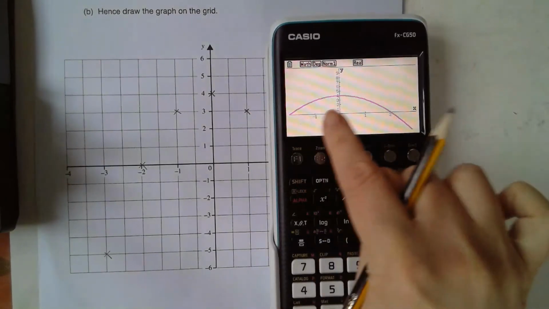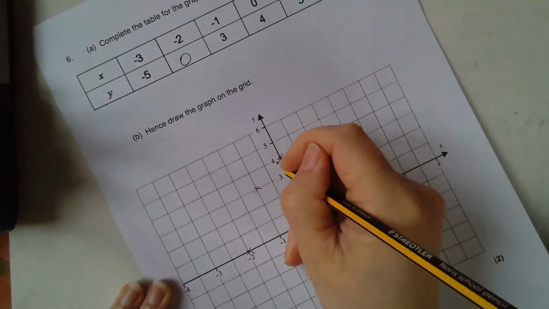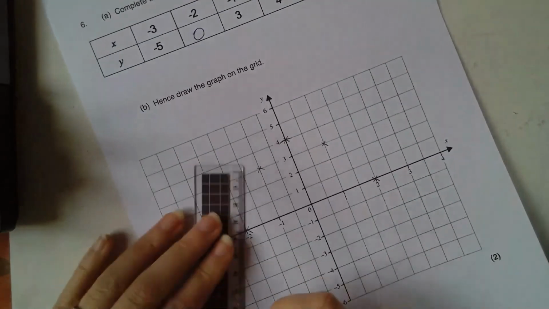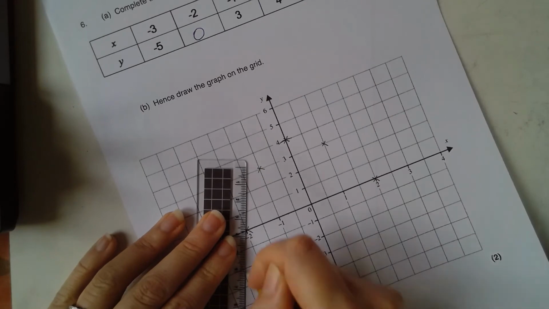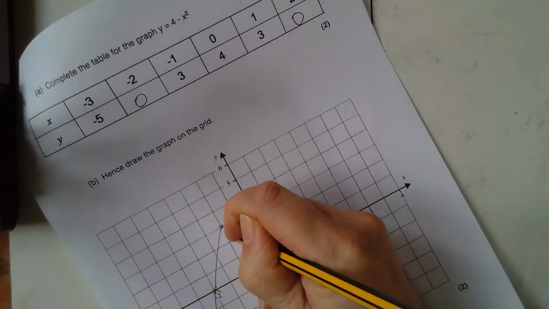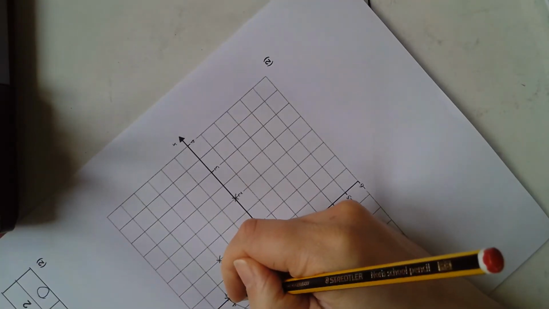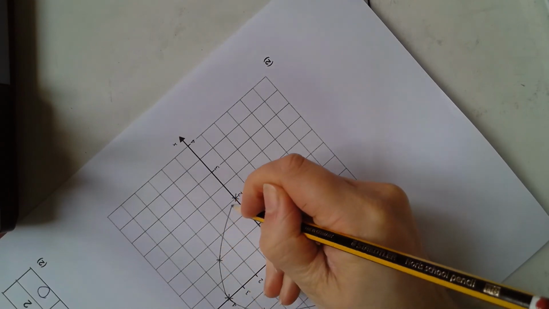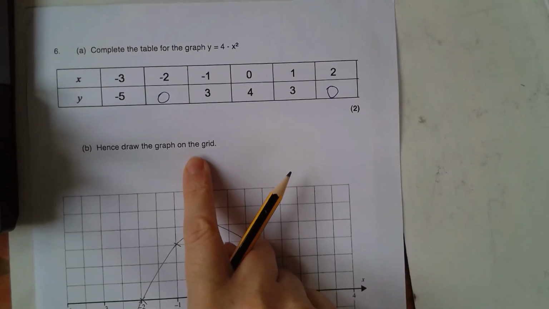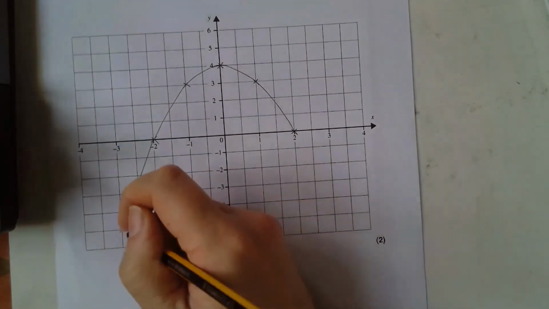Does that look about right? Yeah, symmetrical about the y-axis. So it's already the right way up for me here. Just make sure I've identified that that's my minimum. Join my furthest two with a ruler, and then a smooth curve to join the others. And that is the graph of 4 minus x squared from -3 to 2.